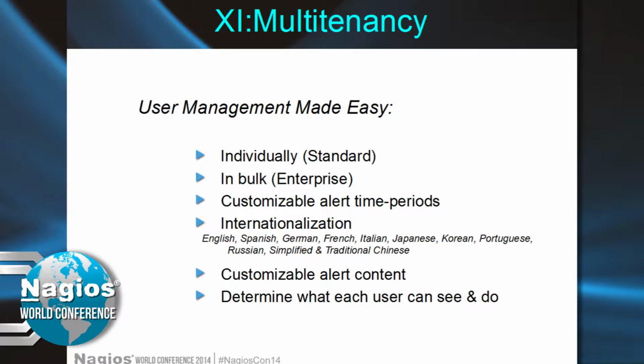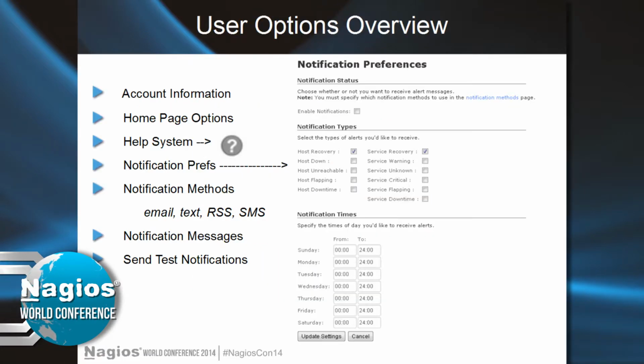And for those of you familiar with Core, in Core you have alert contacts. In XI you've got users, and there's typically a 1-to-1 ratio, so each user is going to be an alert contact in the Core engine. But that's not always the case. Basically, the contact is things like the email address, and the user is specifically to XI, like what they can see, what they can do within the XI GUI. So in the standard version, you can manage all of that individually, and again, in the enterprise version, you can do it in bulk. So the user options overview, you've got basic account information.